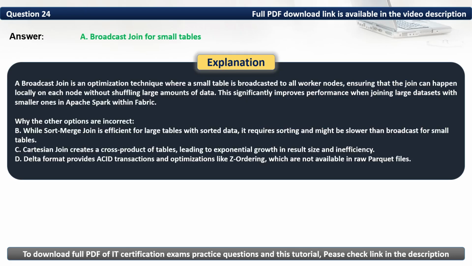A broadcast join is an optimization technique where a small table is broadcasted to all worker nodes, ensuring that the join can happen locally on each node without shuffling large amounts of data. This significantly improves performance when joining large datasets with smaller ones in Apache Spark within Fabric.